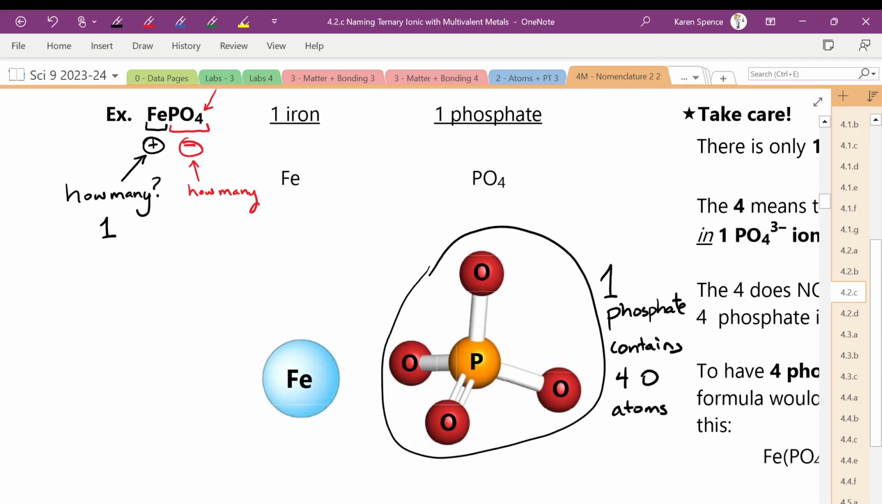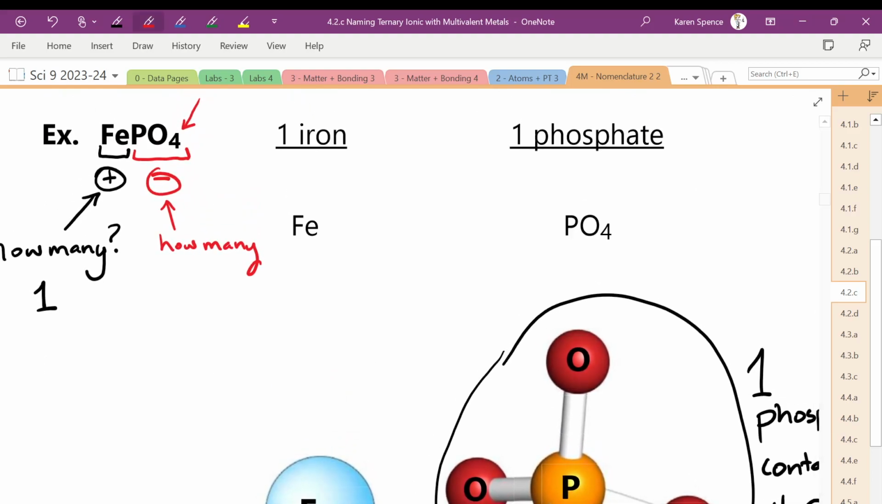So, how many phosphates do we have? Only 1. If there are no brackets, you always just have one of that polyatomic ion. The moment you put brackets on it, you're going to have a number on the outside that tells you you have more than 1. But if there's no brackets, how many polyatomic ion?